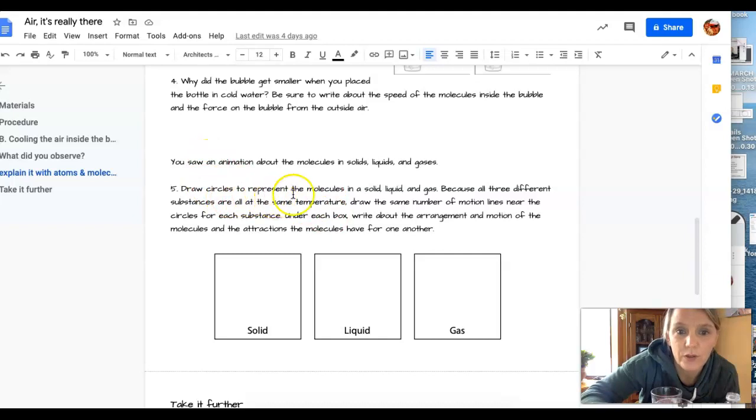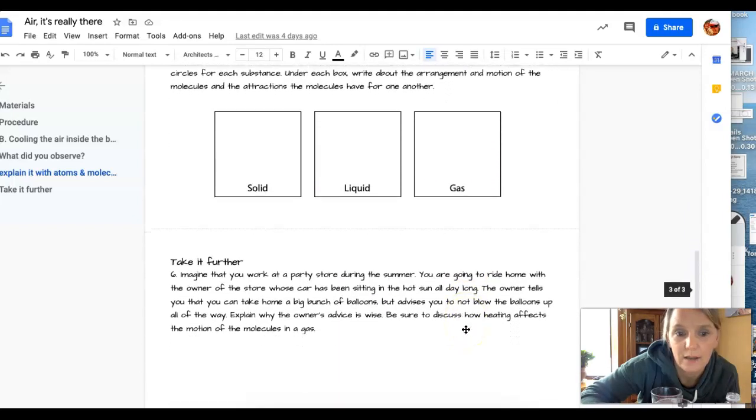All right, so draw the circles to represent the molecules in a solid, in a liquid, and in a gas. Because all three different substances are the same temperature, draw the same number of motion lines near the circles for each substance. Under the box, write about the arrangement and motion of the molecules and the attractions the molecules have for one another. Okay, we know that there's pretty strong attractions here, right? They stay in a line. Liquids, they move past each other, and then we just saw what happens in a gas.